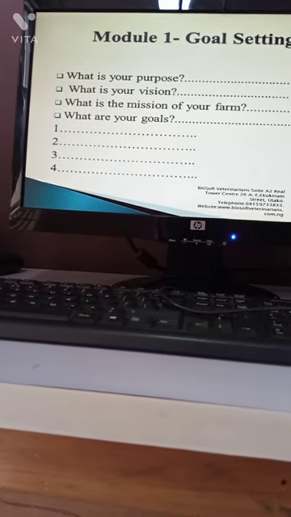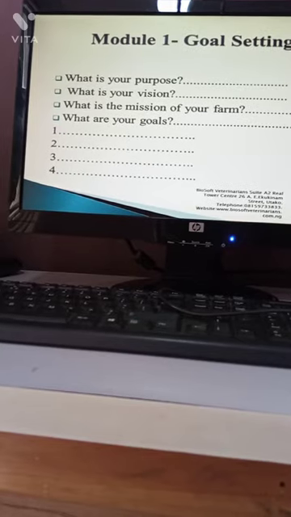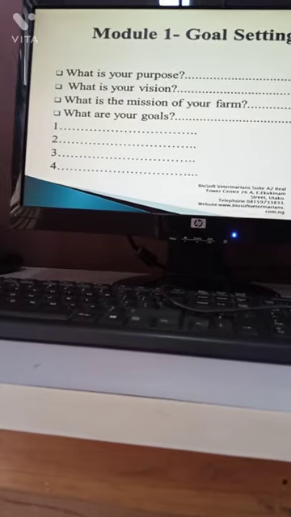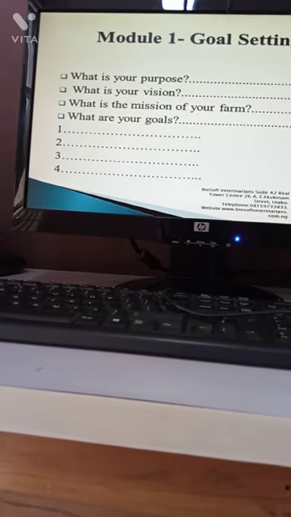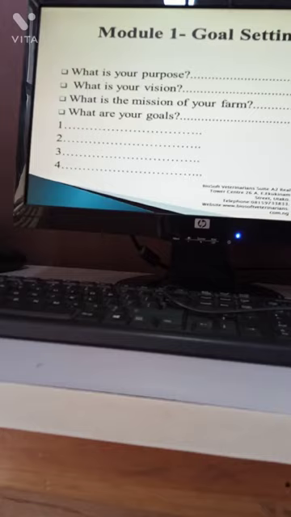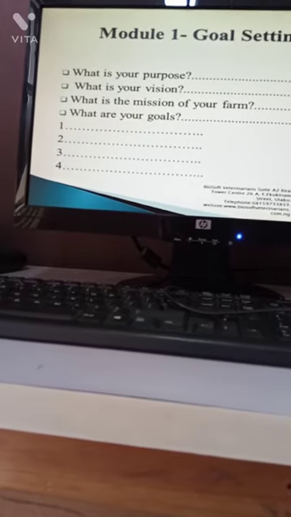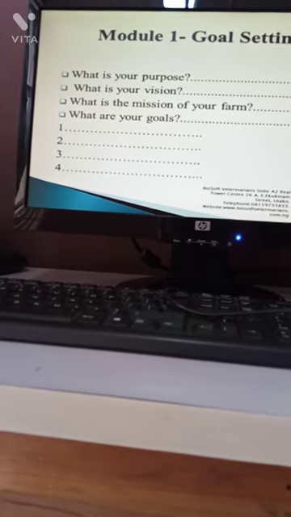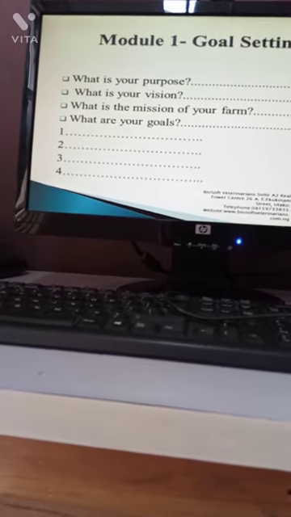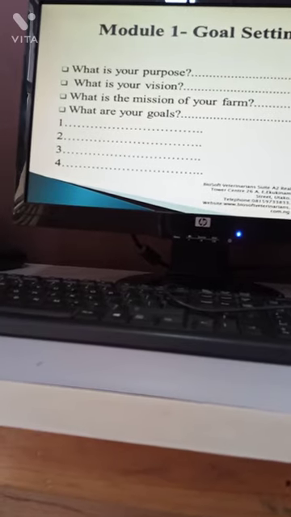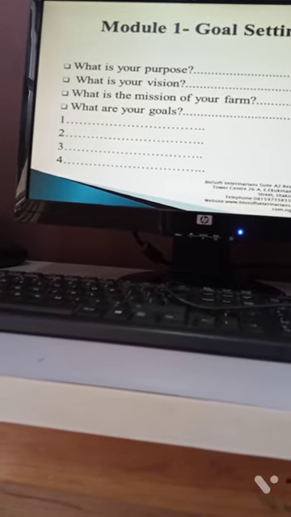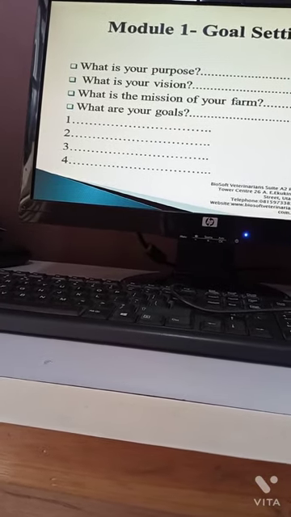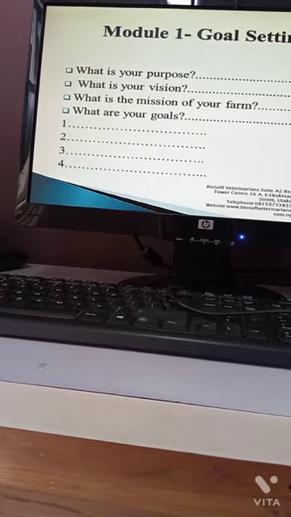What are your goals? Goals are the things that you want to achieve in time. And goals should be specific, measurable, attainable, realistic, and time-bound. So write down 4 goals that you want to achieve in the next 6 months, or in the next 1 year, as the case may be. So do that, and I look forward to seeing your goals.